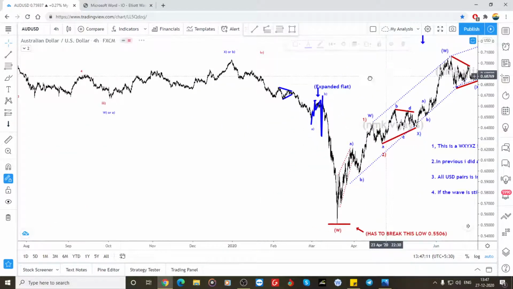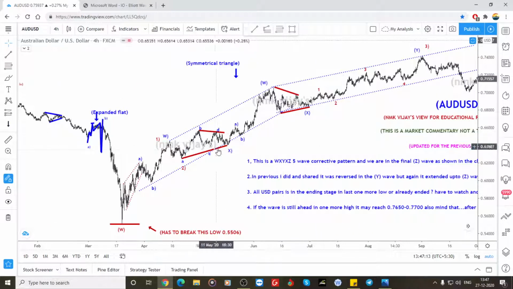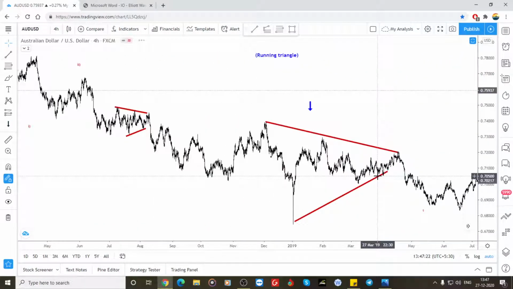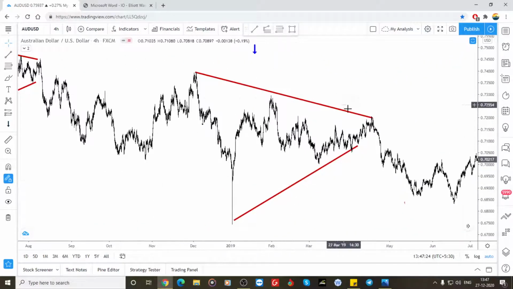And here is also that. So this is the symmetrical triangle. Here also a symmetrical triangle, A, B, C, D, E. And one more thing, here also a symmetrical triangle. Sorry, this is a running triangle. It's A, B, C, D, E.